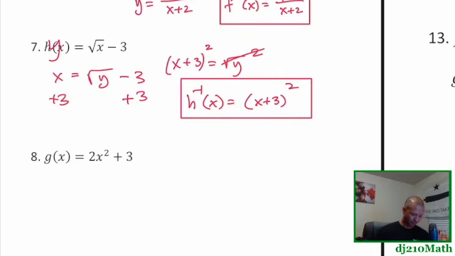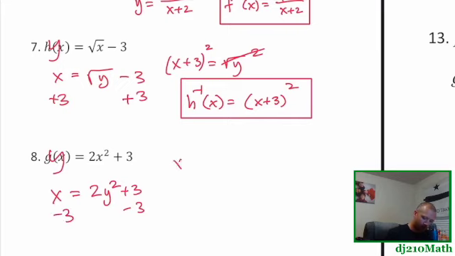Number 8. g of x is equal to 2x squared plus 3. All right, step 1, change g of x to y. Swap x and y. Isolate y. So to get to y, we have to first subtract 3. x minus 3 is equal to 2y squared.